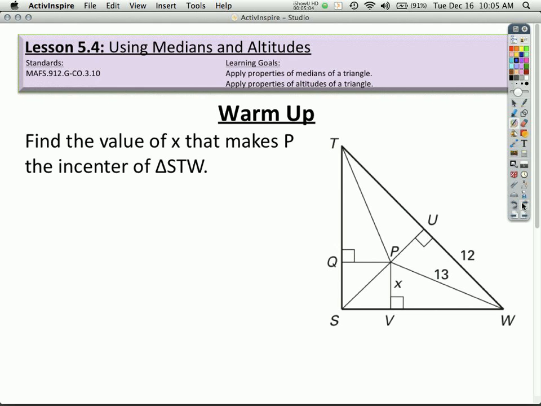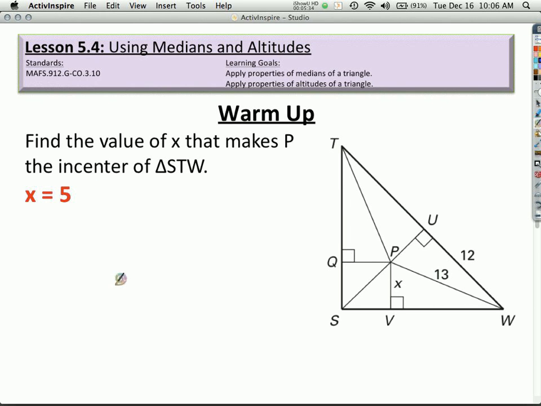So I want the value of x that makes it so that P is the in-center. I want P to be the in-center. And so let's hear from student number 4, 18, 8, and 13. Student number 4, what'd you get? 5. Student number 18, what'd you get? 5. Student number 8, what'd you get? 5. Student number 13, what'd you get? 5. So 4 students in my room got x is equal to 5. That happens to be the correct answer.